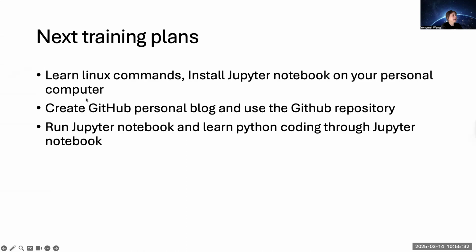Then I will ask you to create a GitHub personal blog page and begin to use a GitHub repository. That's the way we can exchange code. You can share with me and I can share with you, and we can check how the code works. You will run Jupyter Notebook to learn Python coding. This is really the goal. Whenever it's related to computer training, it's best done in person.